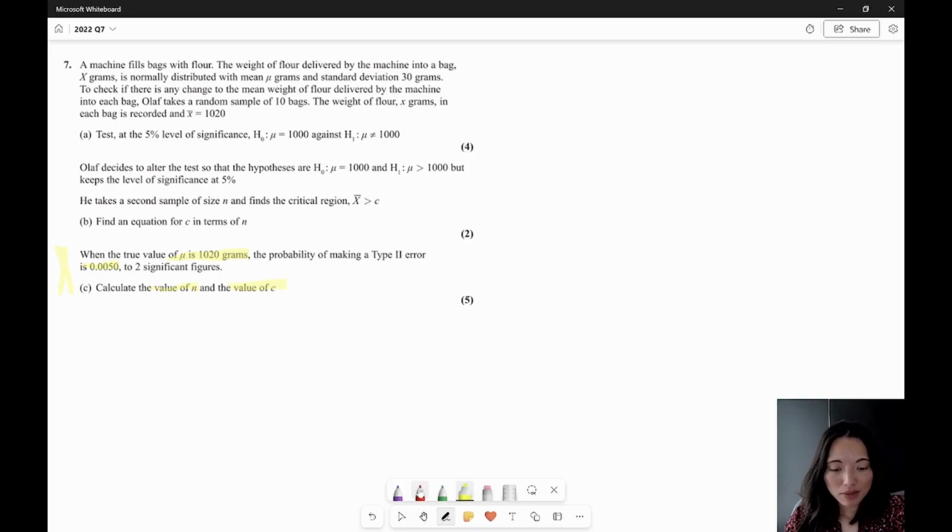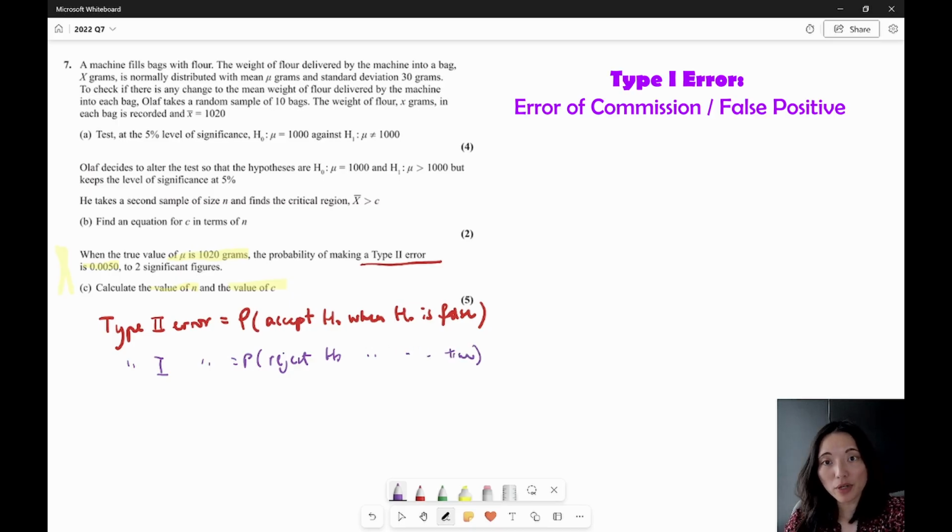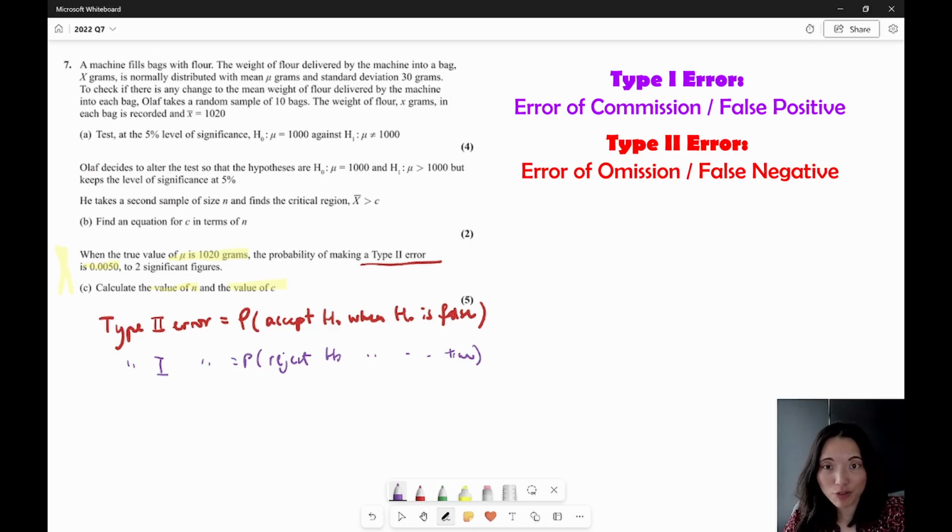Some of you might not know where to start, but let's write down something that we know. We need to know what the definition of type 2 error is. Type 2 error is the probability of accepting H0 when H0 is false. And just for completeness, type 1 error is the probability of rejecting H0 when H0 is true. So type 1 error is an error of commission. Type 2 error is an error of omission.